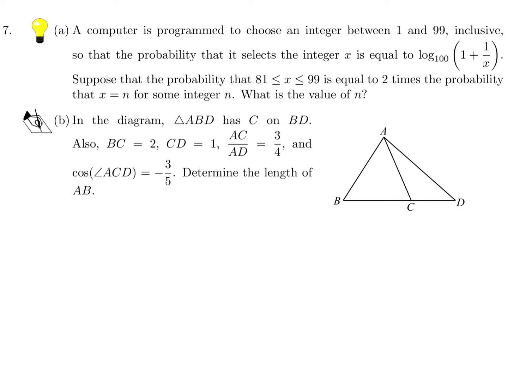A computer is programmed to choose an integer between 1 and 99, so that the probability that it selects an integer, x, is equal to the log of 1 plus 1 over x to the base 100. Suppose that the probability that x is between 81 and 99 inclusive is equal to 2 times the probability that x equals n. What is the value of n?